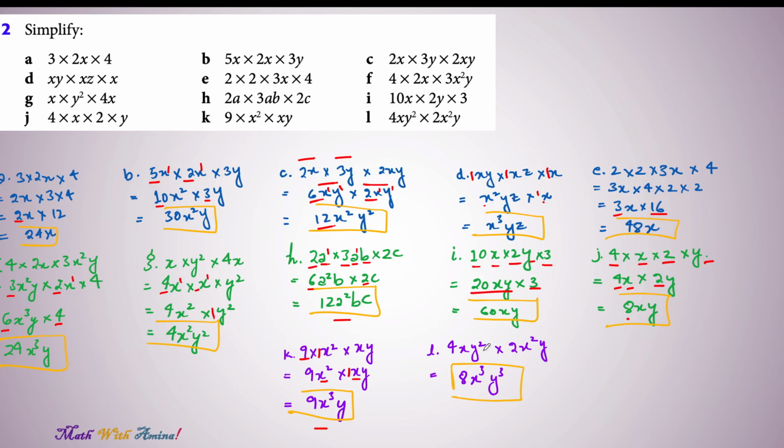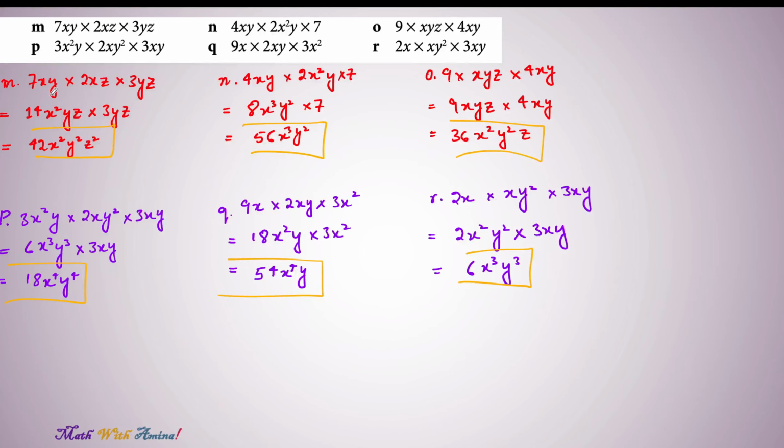Then we have 4x squared y squared multiplied by 2x squared y. The coefficient of the variables will get multiplied. 4 multiplied by 2 is equal to 8. X multiplied by x squared is equal to x cubed. Y squared multiplied by y is equal to y cubed. In here the power is 1, the power is 2, so 1 plus 2 is equal to 3. In here the power of y is 2, in here the power of y is 1, so 2 plus 1 again 3. Since it's multiplication, they will be written next to each other. We will get 8x cubed y cubed.